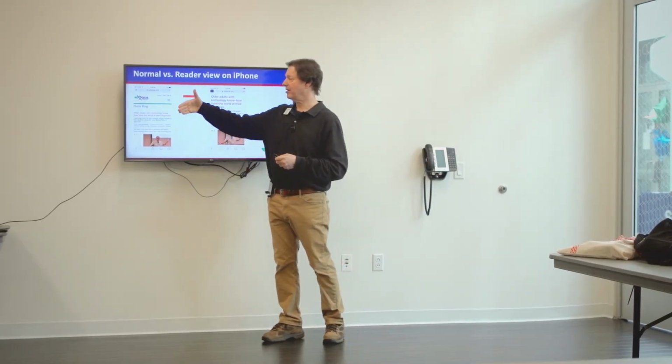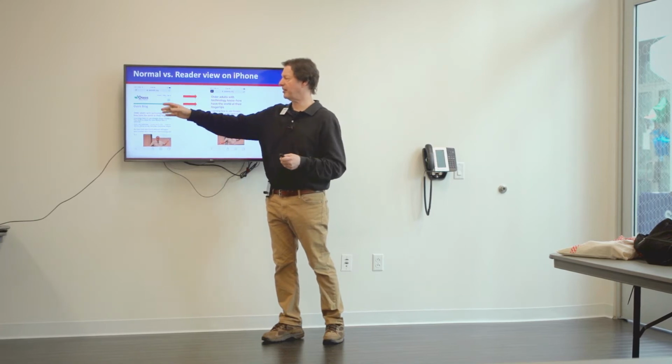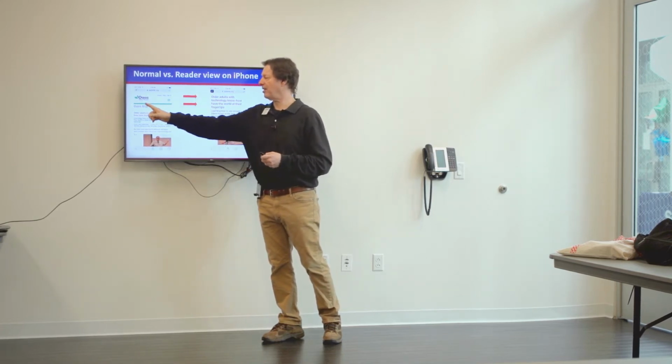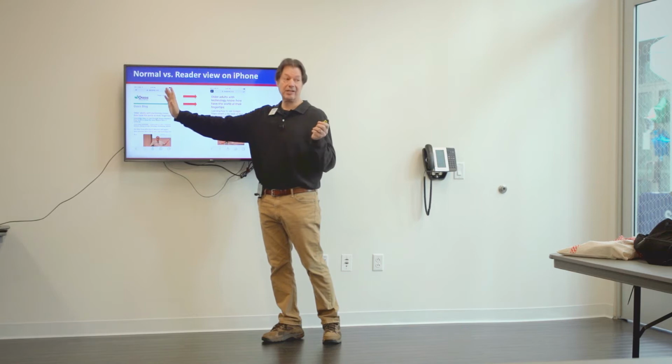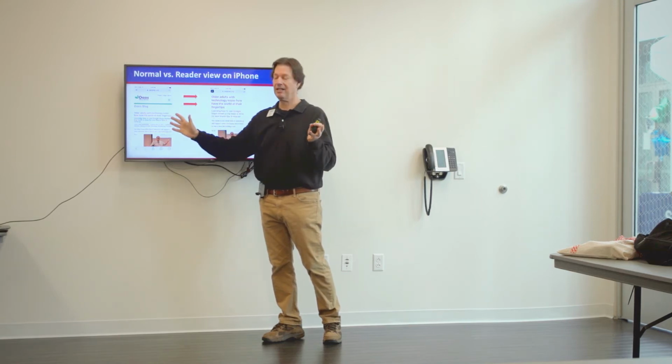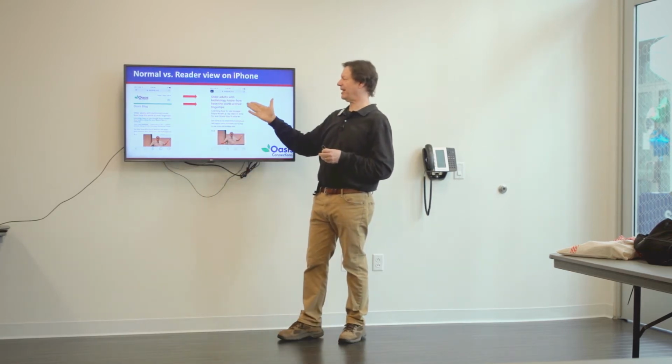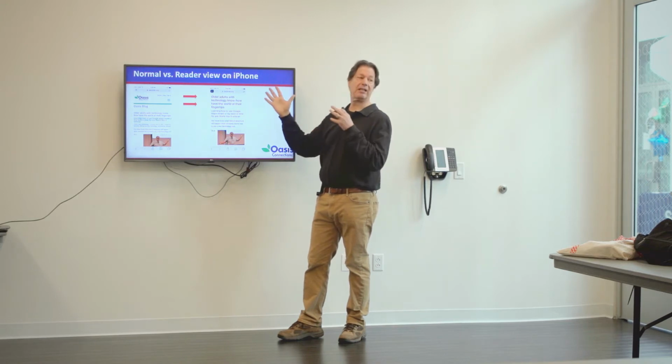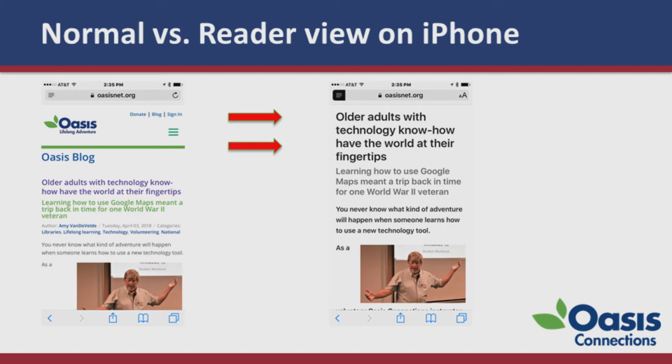Here's the normal Oasis view. You have all this. Looks nice, space is nice, but sometimes you simply want to get to the text without any distraction, for readability. So you can see the difference. So that's called Reader View, and again, it's accessed by touching those lines to the left of your URL area where you type.